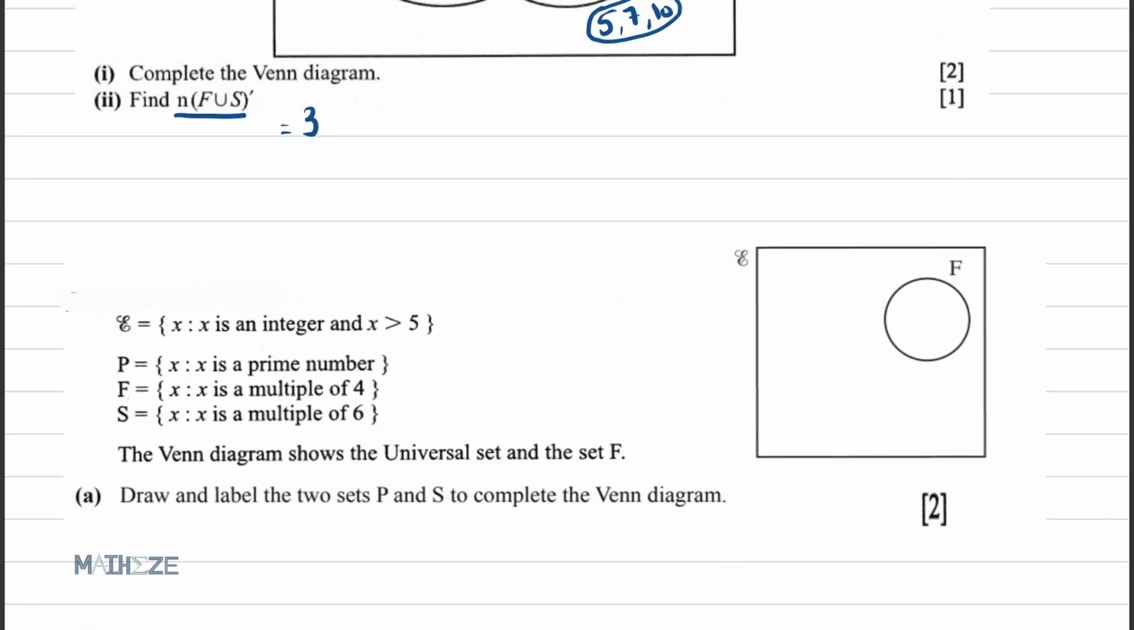And F is a multiple of 4 and S is a multiple of 6. The Venn diagram shows the universal set and the set F. Draw and label two sets P and S to complete the Venn diagram.